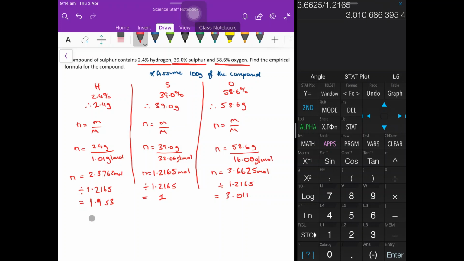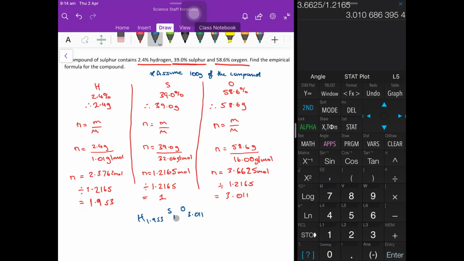So now we're a little bit closer. Now I can think about the final equation as being something like this: H 1.953, S 1, O 3.011. And you can see that this still isn't quite right. These still aren't whole numbers. The sulfur is a whole number, but the oxygen and the hydrogen aren't.